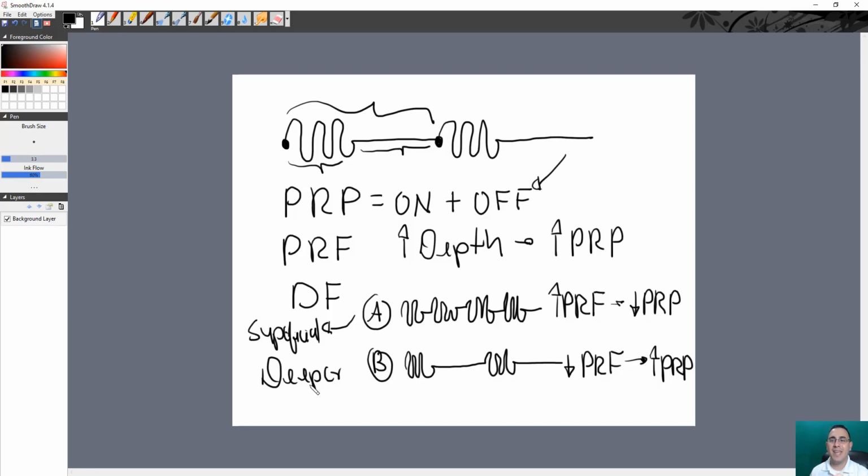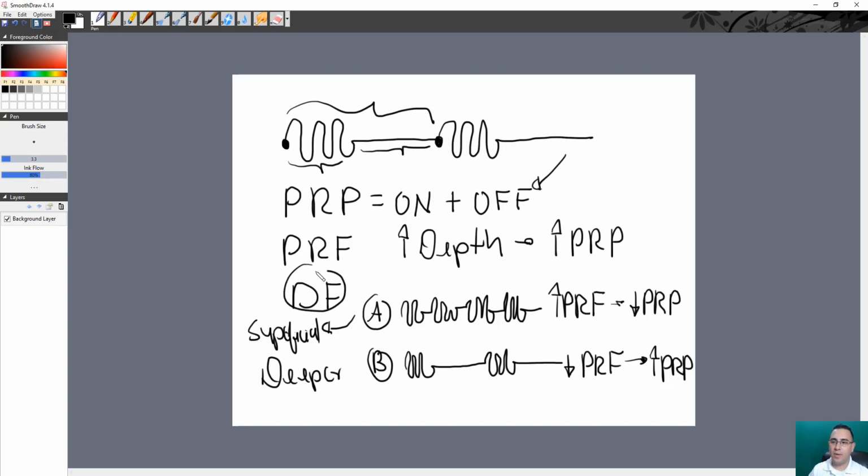So for now, we can tell the following. If we are going superficial, boom, boom, boom, boom, then we have more pulse repetition frequency, but less pulse repetition period. And if you're going deeper, your wave is going like this, boom, and your system has to wait for the echo. Then it goes like boom. More pulse repetition period, but less pulse repetition frequency. Makes sense.